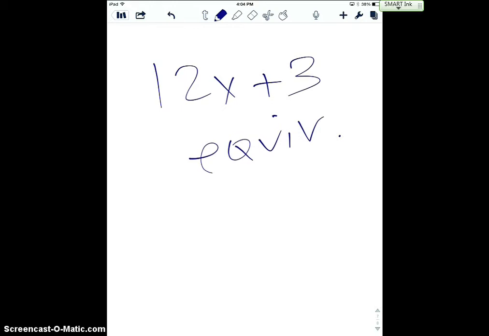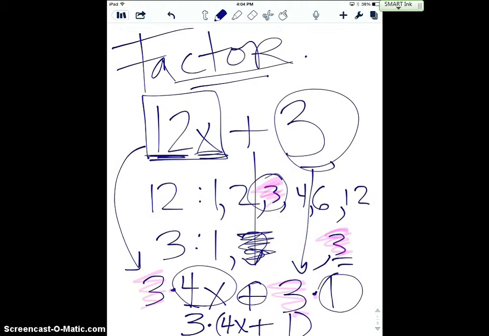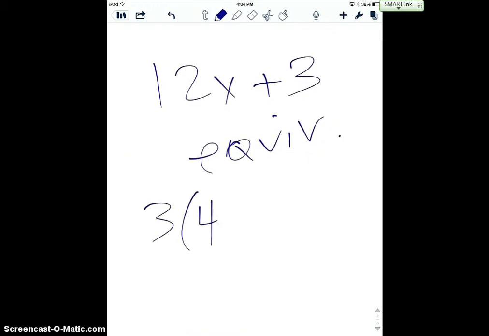So I can now say that 12x plus 3 is equivalent in its factored form to what? To 3 times the quantity of 4x plus 1. Those are equivalent.